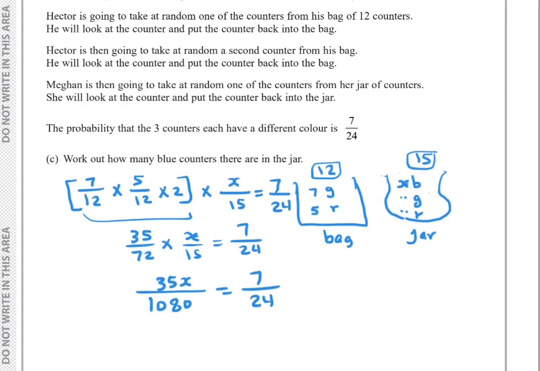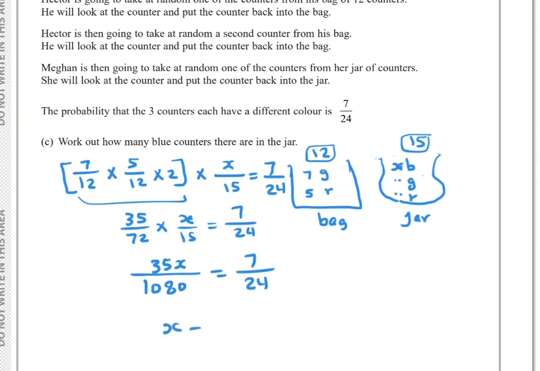Now find x. X equals, transpose 1080 to the other side, multiply. So 7 times 1080, divide by 24, multiply 35 equals 9 counters.